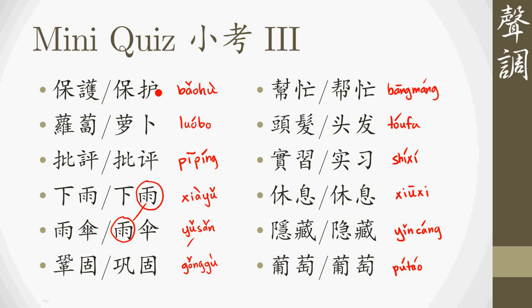Okay. I'll go through the meanings of these ones. Baohu, to protect. Luobo, radish. Piping, to criticize. 下雨, to rain. 雨伞. Okay, and that's why these ones both have 雨 in them, which means rain. So 下雨, down rain. 雨伞 is an umbrella, essentially a rain umbrella. Next one, 巩固. 巩固 is to solidify. 帮忙, to help. 头发, hair. 实习, to intern. 休息 is to rest. 隐藏, to conceal. 葡萄 is a grape, as in a fruit grape.